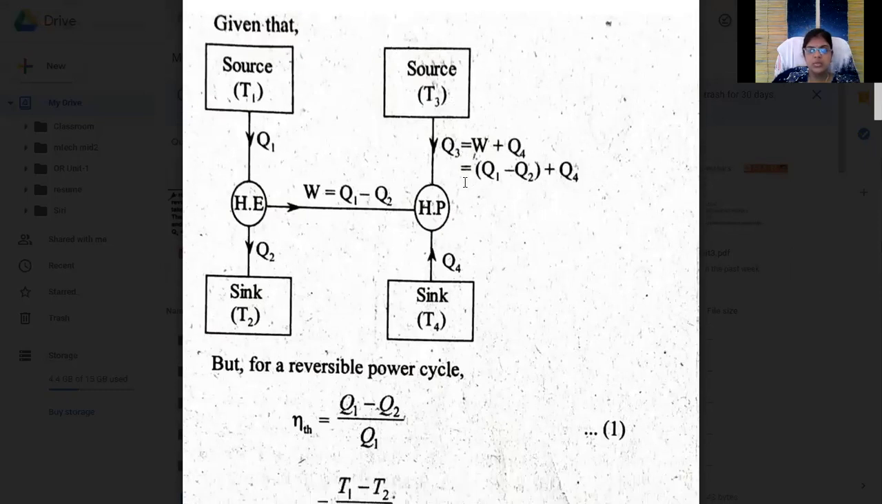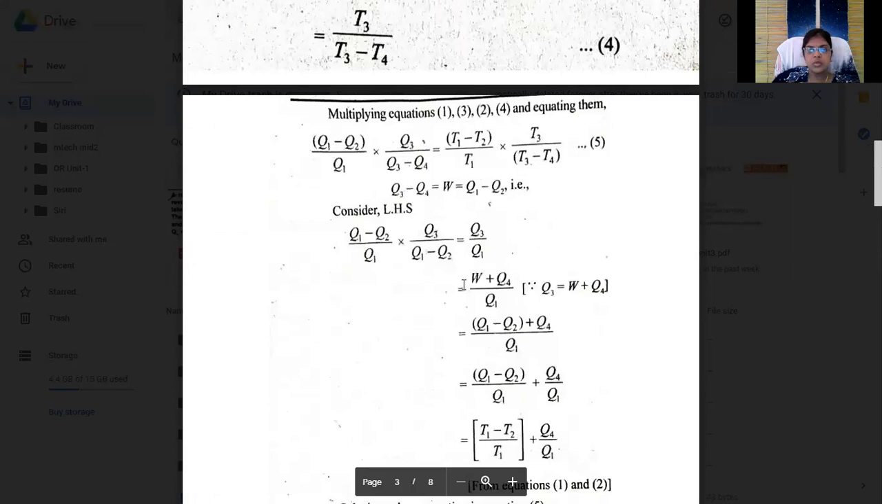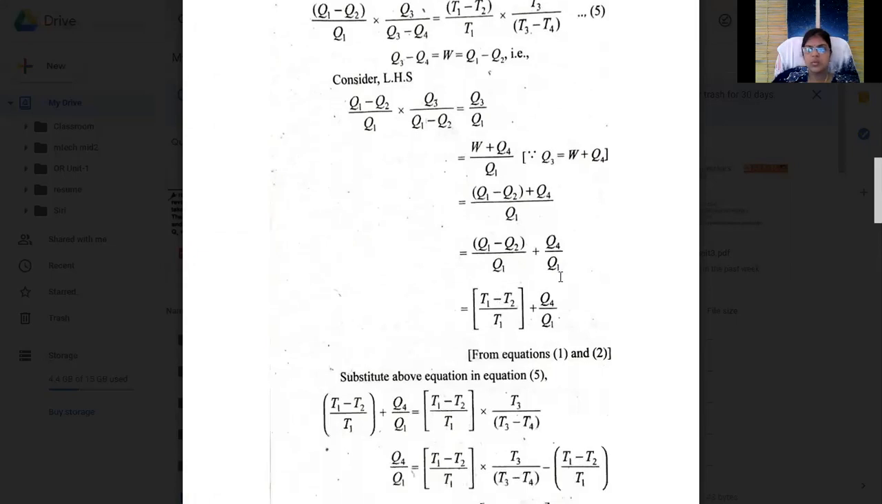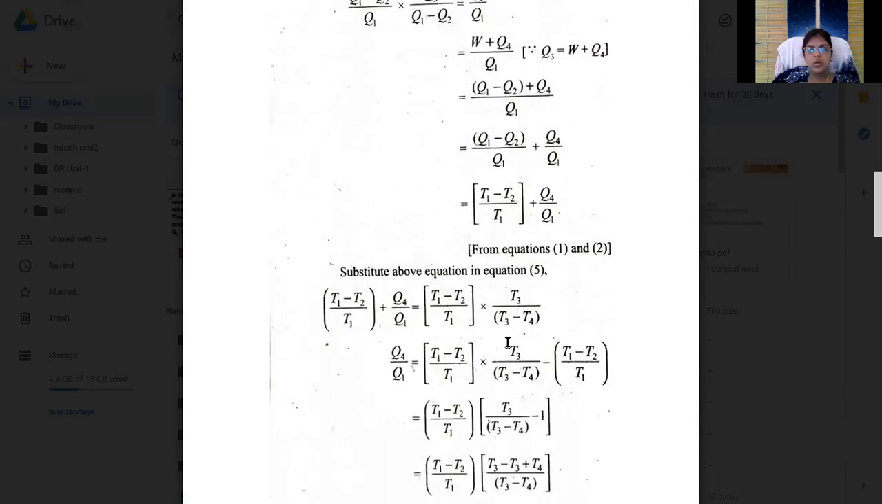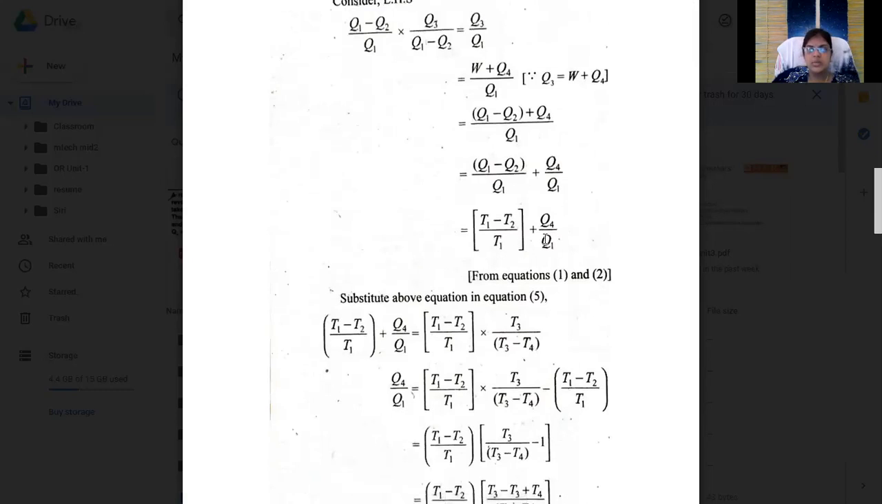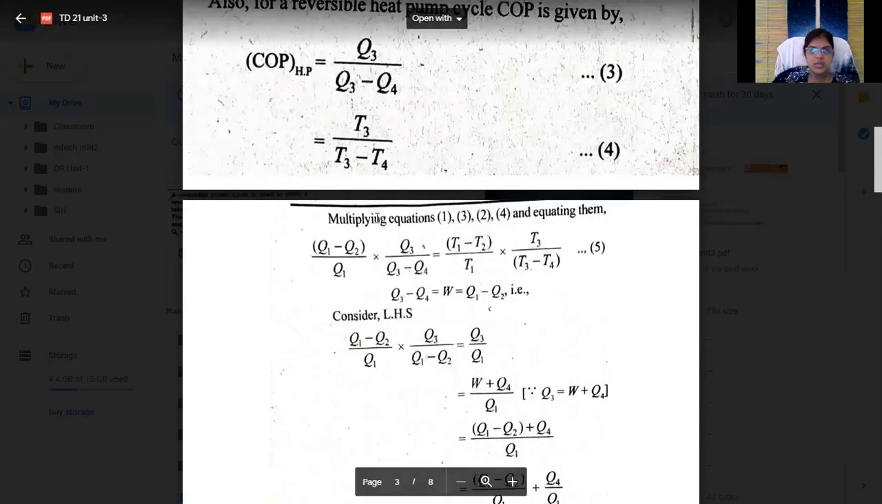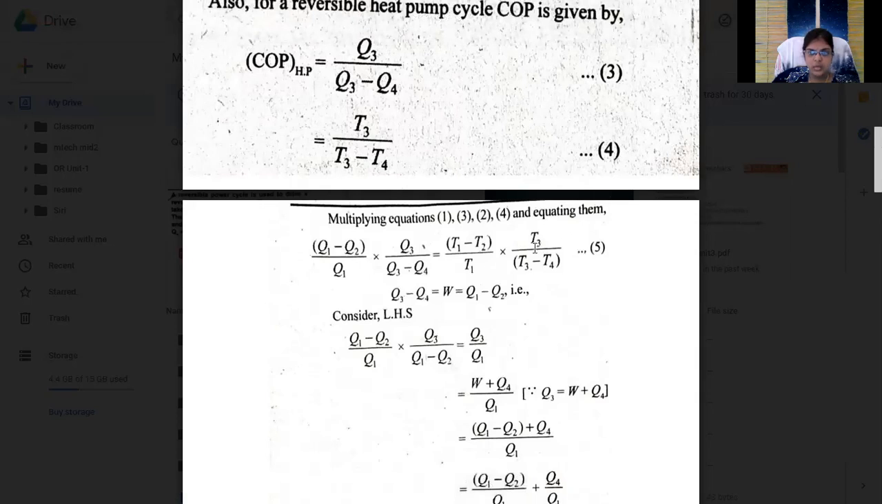Q3 is equal to W plus Q4. Just replace Q3 with W plus Q4, by Q1. What is W? Q1 minus Q2, plus Q4, by Q1. So Q1 minus Q2 by Q1 plus Q4 by Q1. In Q1 minus Q2 by Q1, we replace with temperatures: T1 minus T2 by T1 plus Q4 by Q1. This is our LHS, T1 minus T2 by T1 plus Q4 by Q1, and it is equal to the RHS.